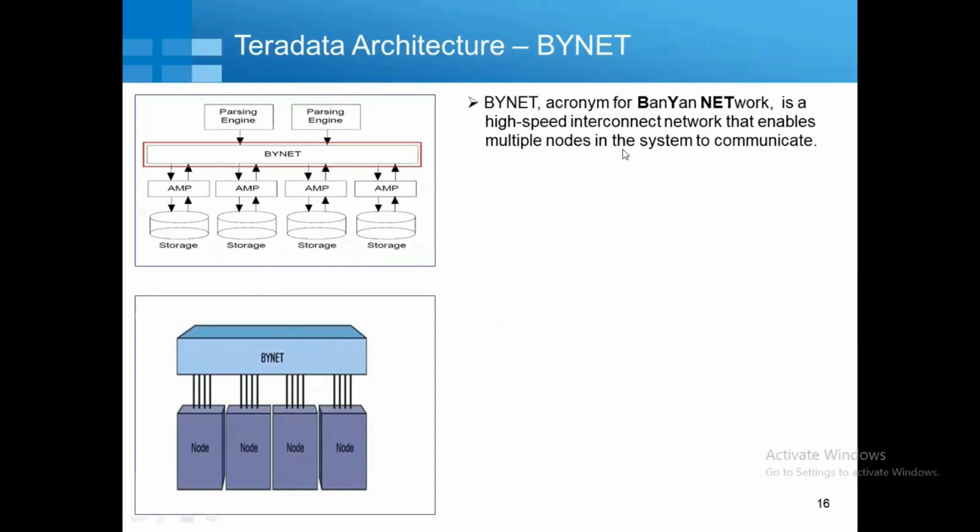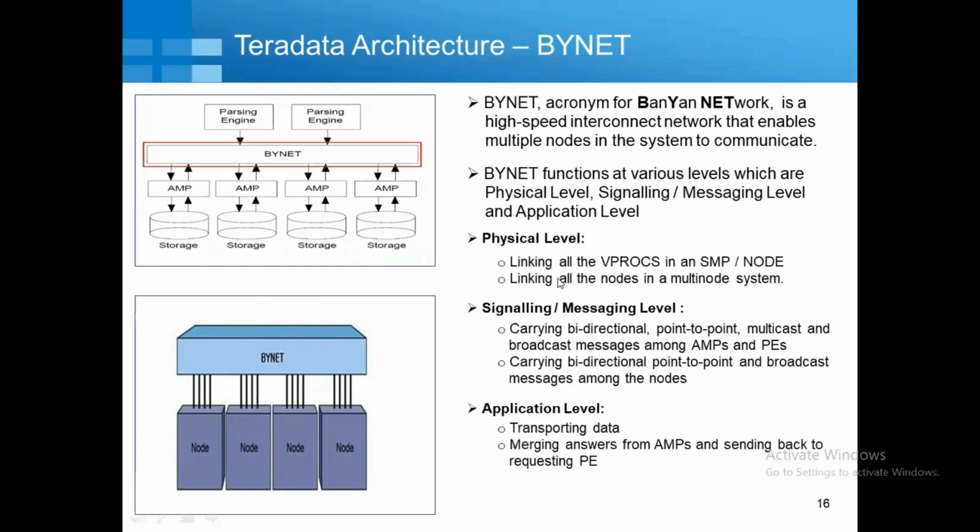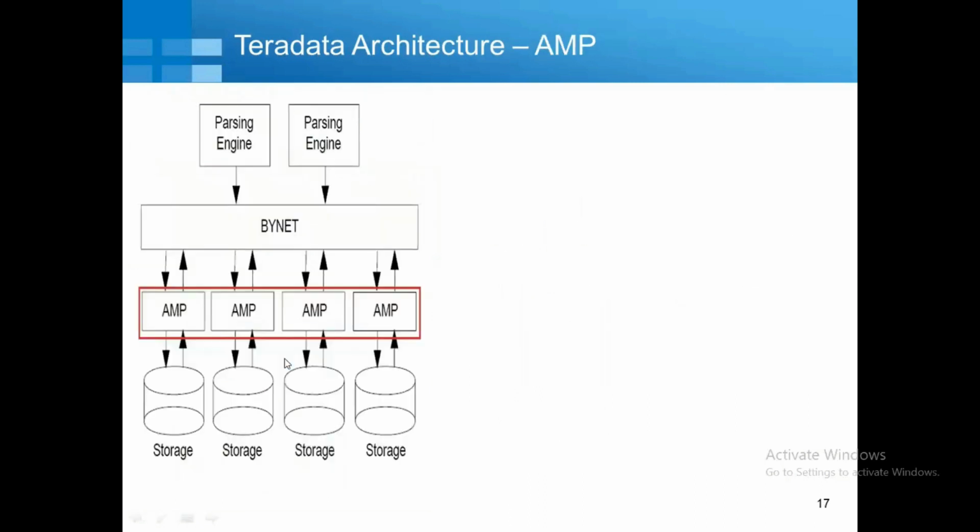This is what we will call the high-speed interconnected network. Communication between all the nodes and everything, linking the Vproc nodes, signaling and messaging, we will go for BYNET. Then we will go for AMP. AMP is nothing but the Access Module Processor. Each and every AMP is the main processing unit for the arithmetic operations.